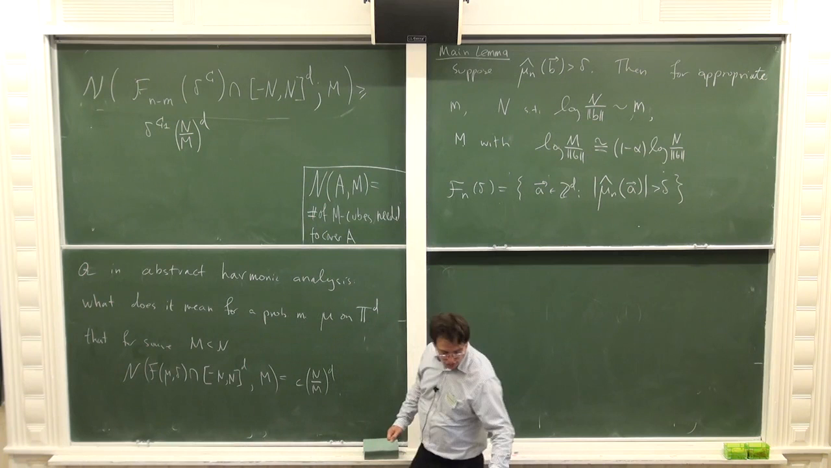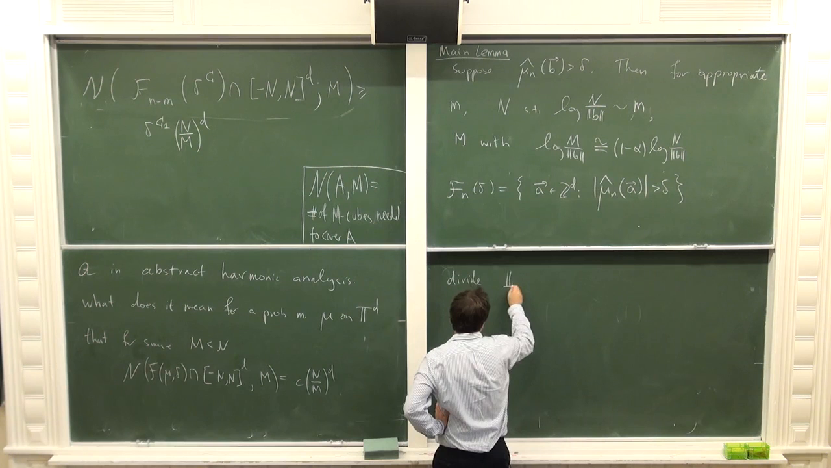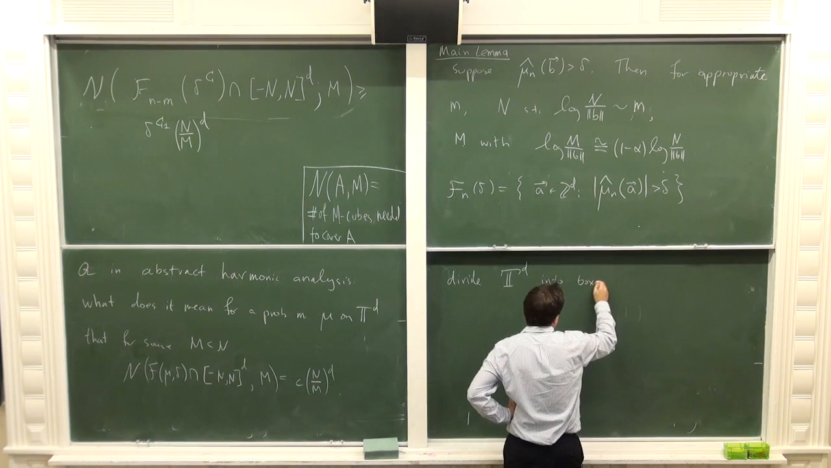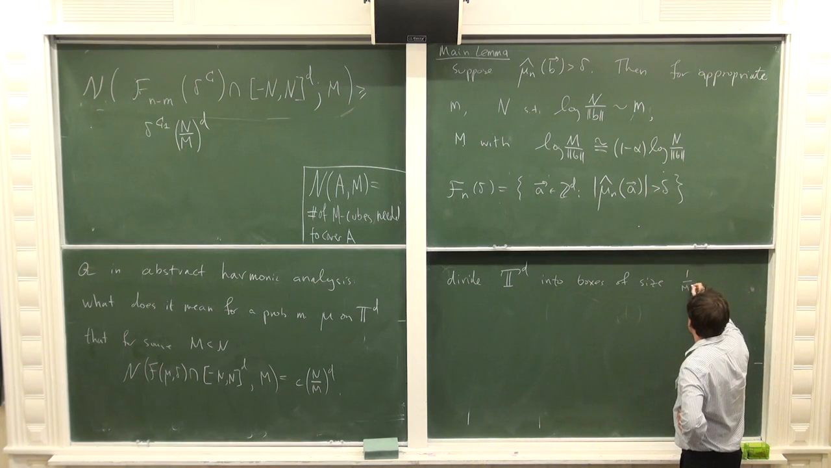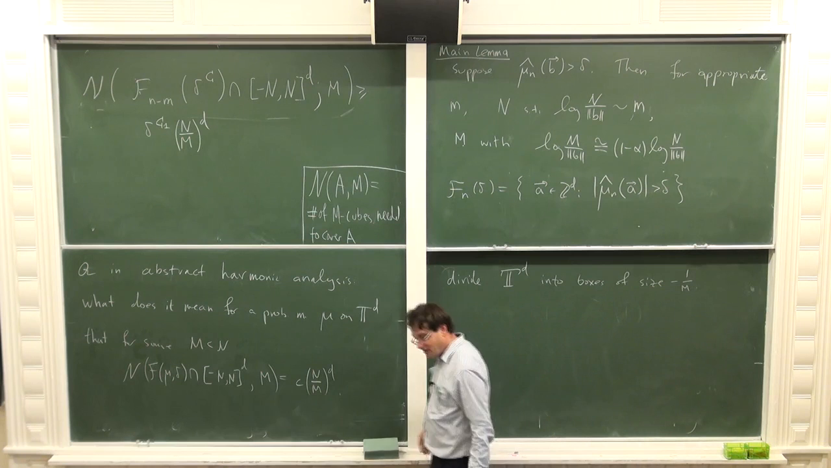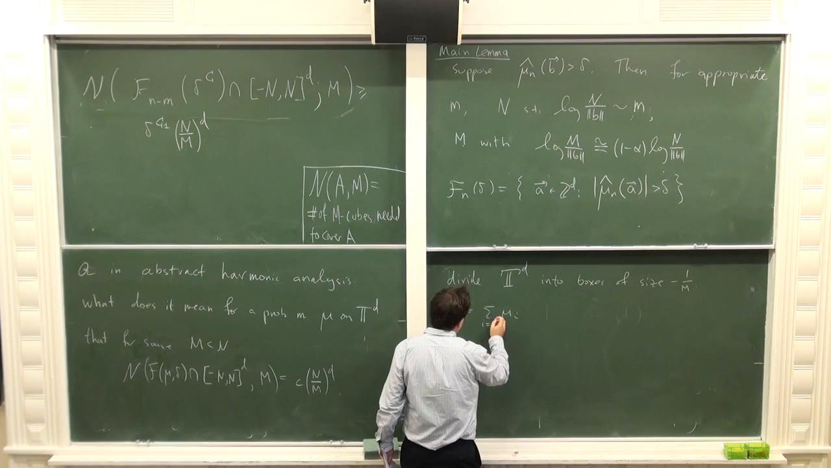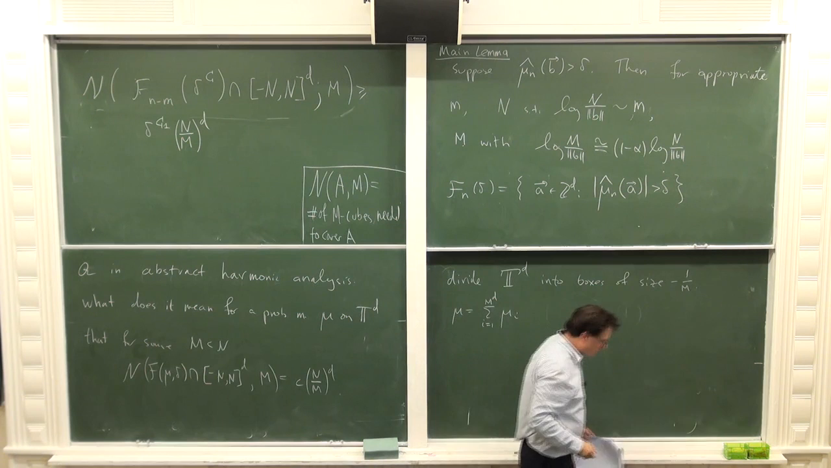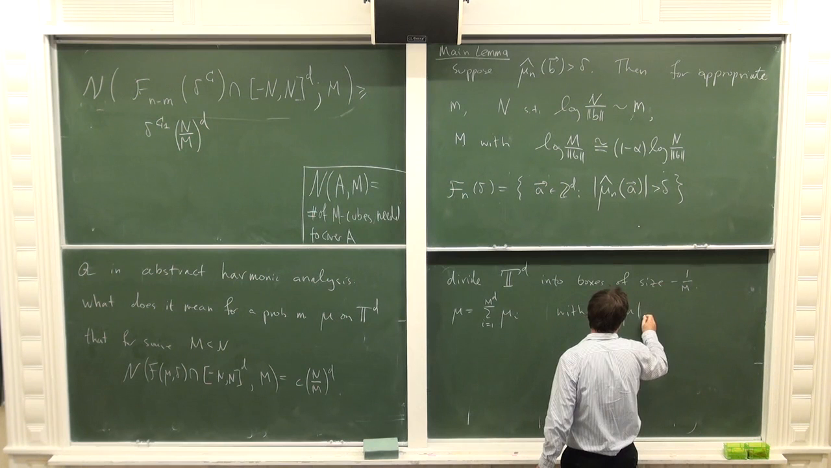So the idea is to divide the unit d-dimensional torus into boxes of size one over M. So I have something like capital M to the D very small boxes. And then I can write mu as a sum, not normalizing, up to M to the D, or whatever number of boxes I have, with mu_i basically mu restricted, without normalization, to the ith box.